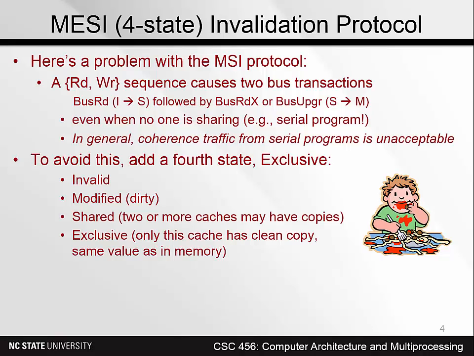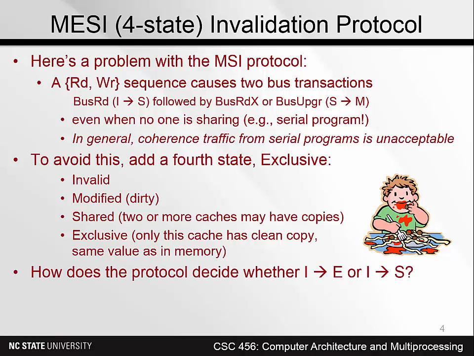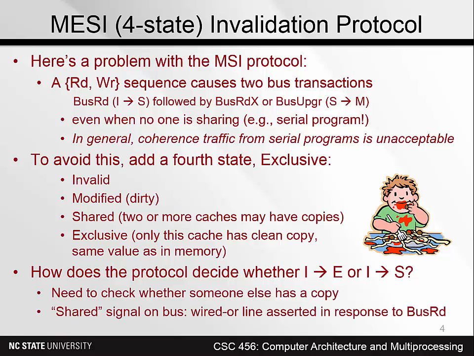This is the exclusive state, or state E. This means that the line is clean, but only one processor has it cached. The shared state still means that the line is clean, but in the case of a shared line, there may be copies of the line in two or more caches. This raises a question. When a clean block is fetched from memory, how does the protocol decide whether it should go into state E or state S?